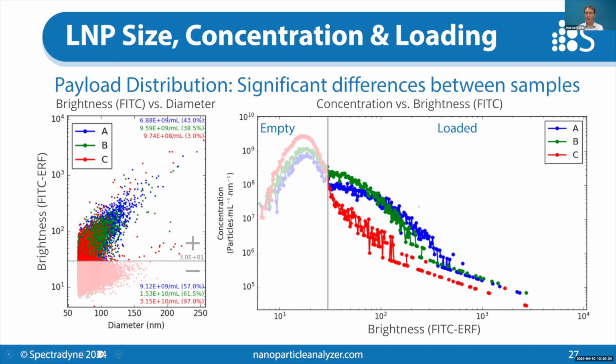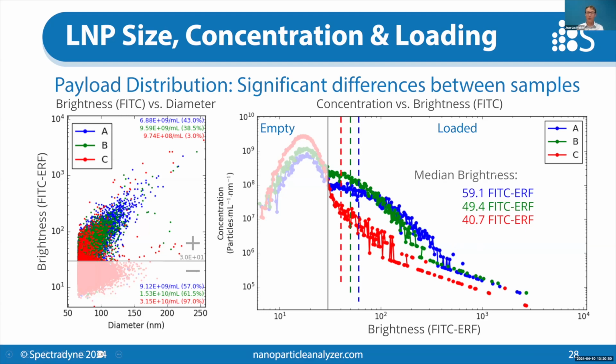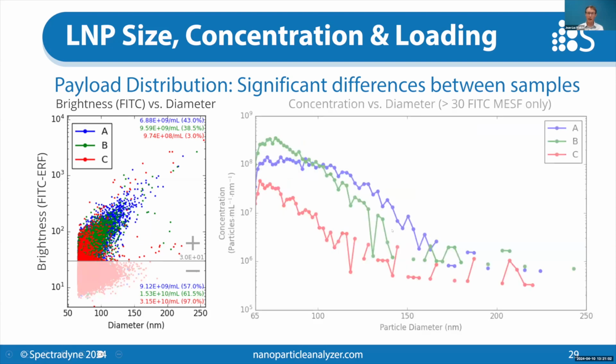So formulation A has a much higher concentration of highly loaded particles than formulation B in green, whereas formulation B has a higher concentration of less loaded particles than formulation A. And we can be quantitative, again, reporting median brightness of these particles in this distribution over the loaded size range, right? Then we can put a gate just around the loaded particles and look at their size distribution.